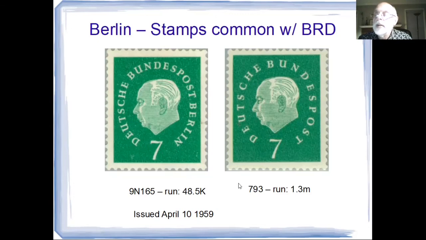So just to point out that this number, Scott 7993, was produced with 1.3 million, while the West Berlin issue was only issued with 48,500. So quite a difference. And most definitives had a similar run, that there were millions in West Germany, and the Berlin issues were more in the tens of thousands.